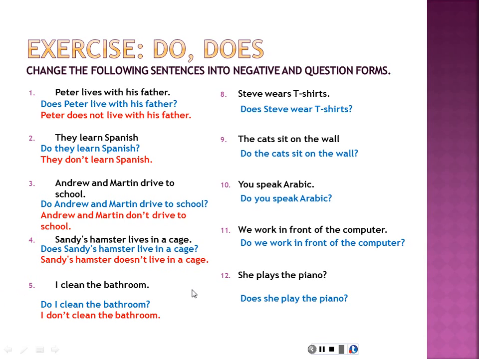Number 5, I clean the bathroom. I don't clean the bathroom. So here again we added don't before the verb.